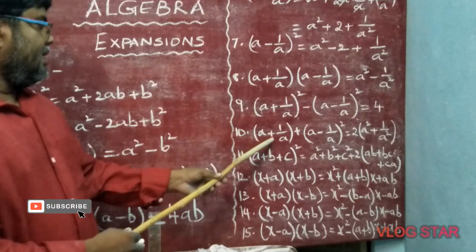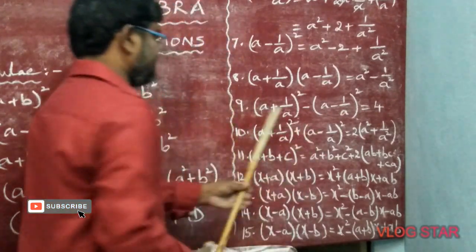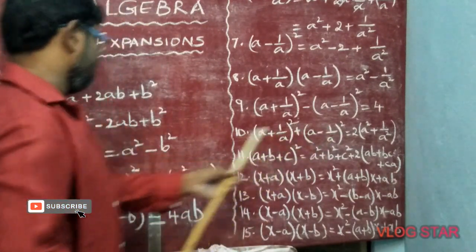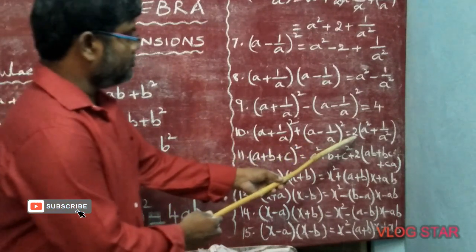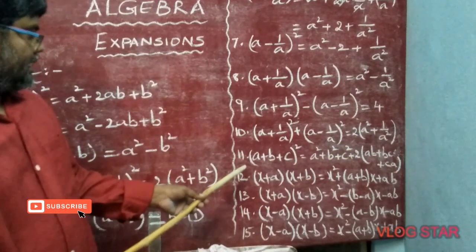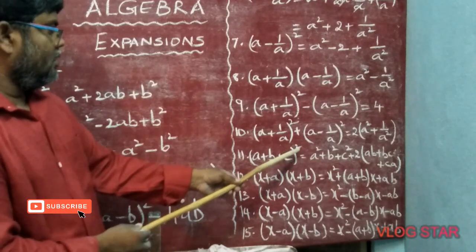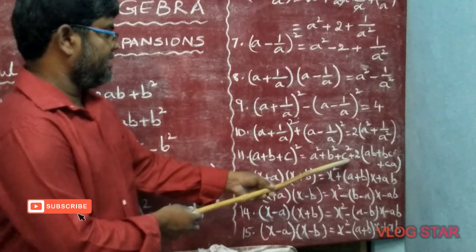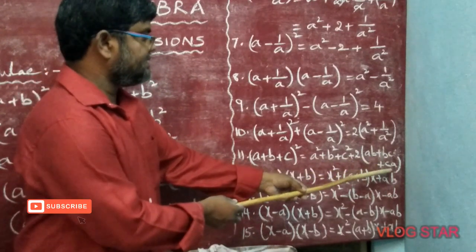10th one, (a plus 1 by a) whole square plus (a minus 1 by a) whole square is equal to, in the same manner, 2 into (a square plus b square). How did we get it? Here also 2 into (a square plus 1 by a square). 11th one, (a plus b plus c) whole square is a square plus b square plus c square plus 2 into (ab plus bc plus ca).